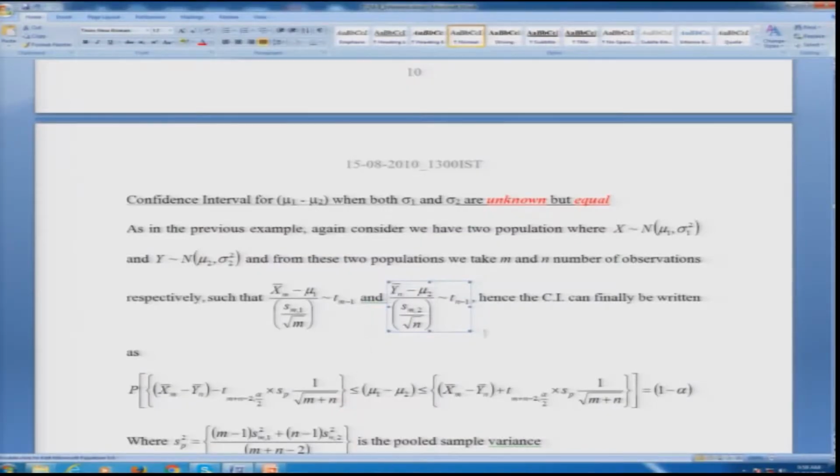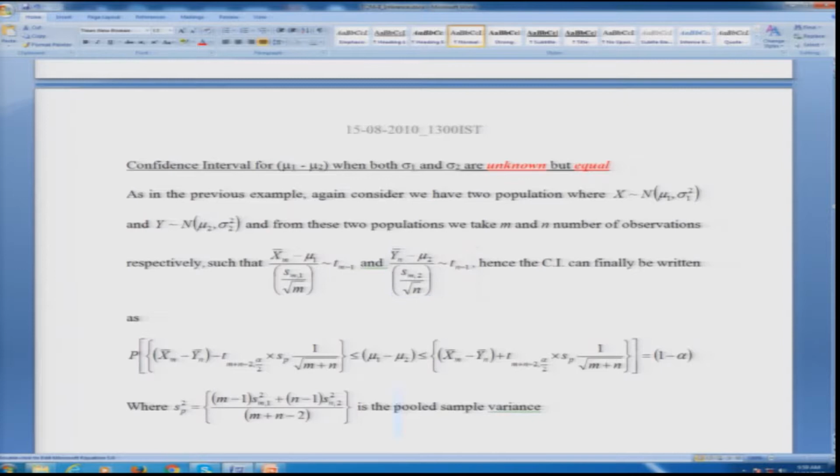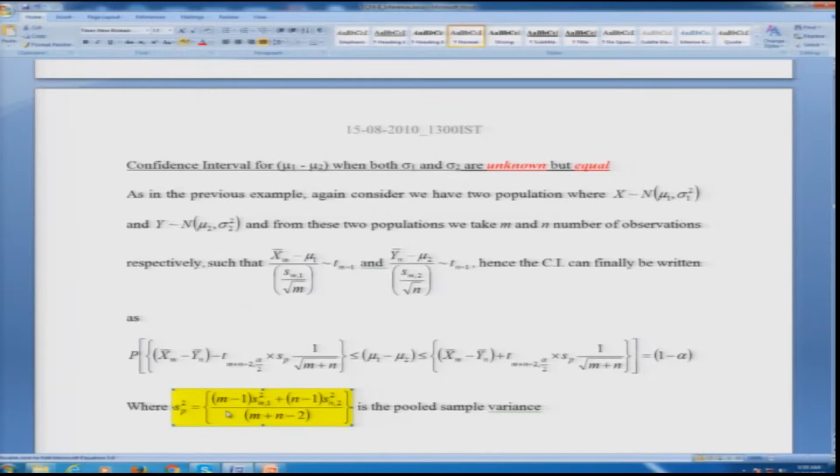So, once you plug in, the pooled sample variance would be given by the formula, which I will try to highlight first, in the yellow color. So, this is the pooled sample variance with the corresponding s dashes coming from both the variances, and this total combined reduction in the degrees of freedom would be 2, one from the first population, one from the second population. Hence, now the total combined degrees of freedom is m plus n minus 2.